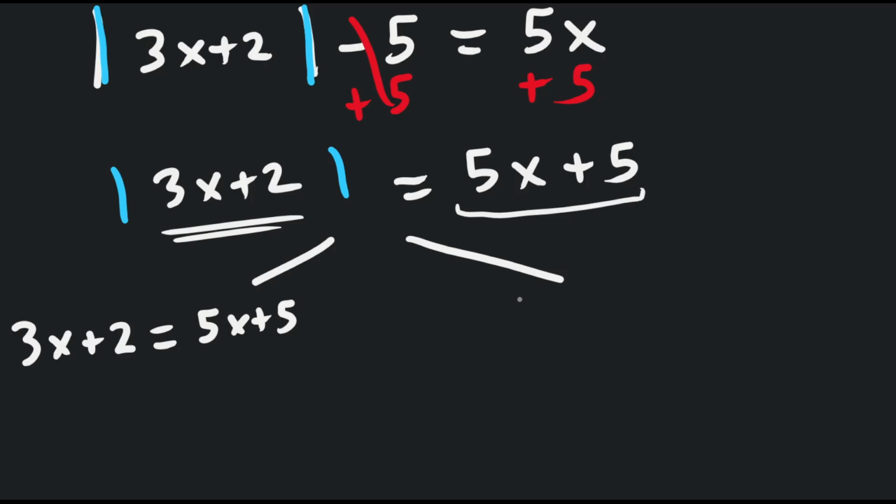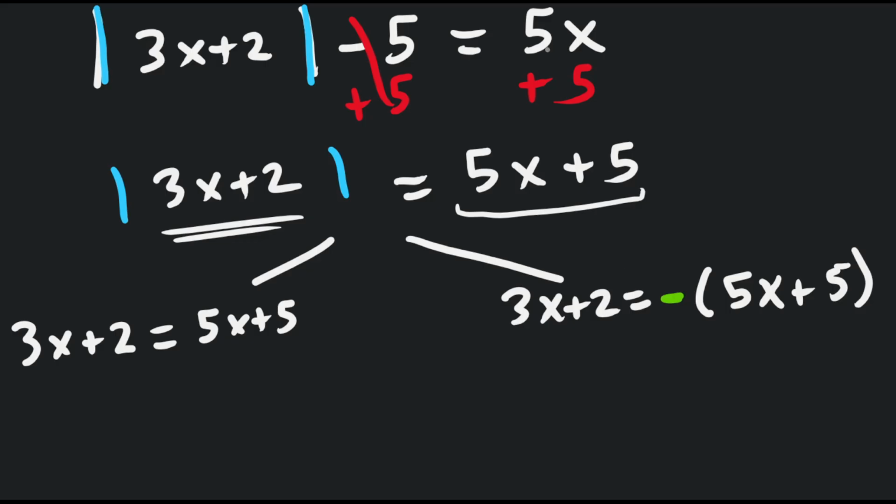And this is important. On the other side, you have 3x plus 2 equals negative, and then in parentheses, 5x plus 5. It's important to put that parentheses because you're taking the negative of the entire binomial, of the entire right side of the equal sign. It's not just going to be negative 5x plus 5. It's going to be negative parentheses 5x plus 5. And that's the key.